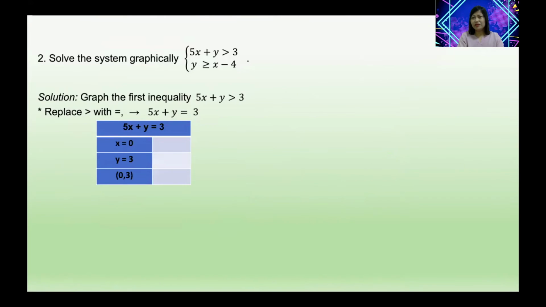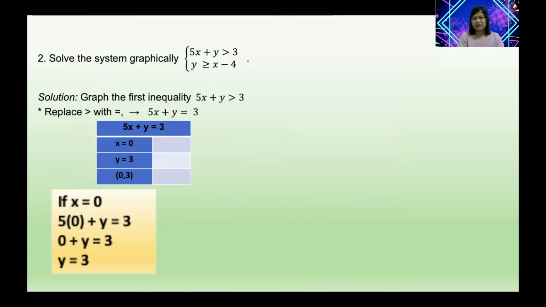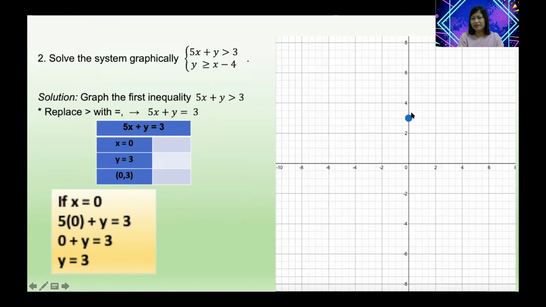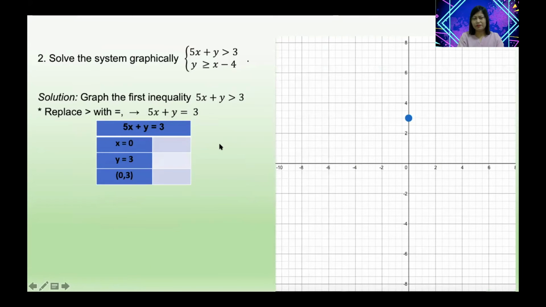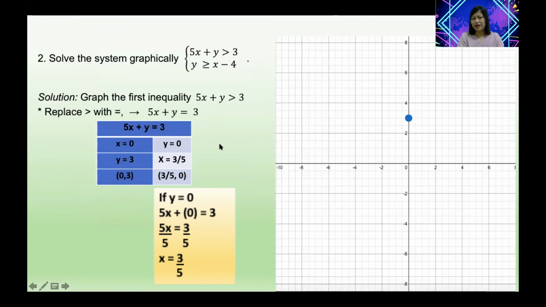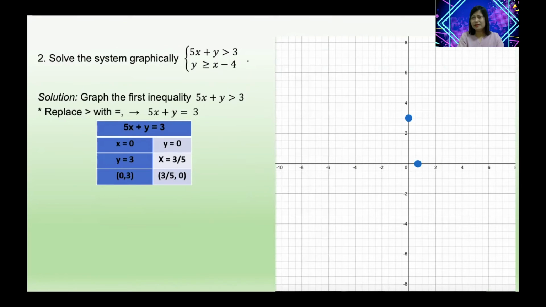So the same method in graphing, we will find the x and y intercepts. So when x is 0, our y is 3. So we have 0, 3. Plot the y-intercept, 0, 3. Next, the x-intercept. When y is 0, our x is 3/5. So we have 3/5, 0. Plot the x-intercept 3/5, 0. Connect the 2 points using dashed line.